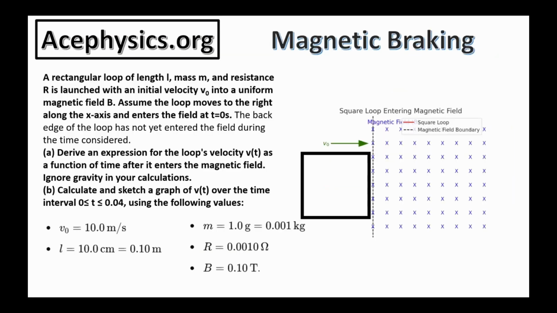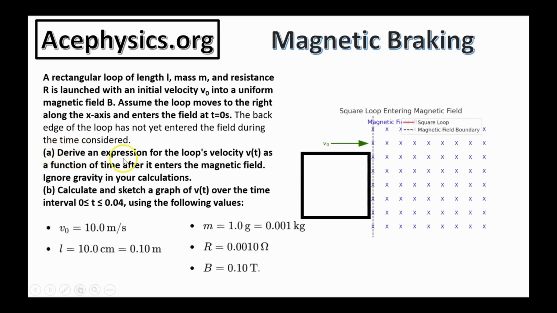And now let's look at an example problem related to Faraday's law of induction. Although this problem won't explain the engineering design of magnetic braking systems, it will explain the fundamental physics behind how they work. A rectangular loop of length L, mass m, and resistance R is launched with an initial velocity, v0, into a uniform magnetic field B. Assume the loop moves to the right along the x-axis and enters the field at t equals 0 seconds.